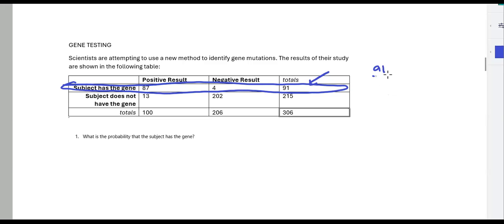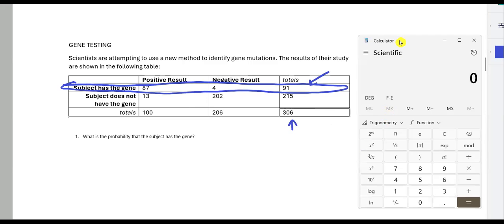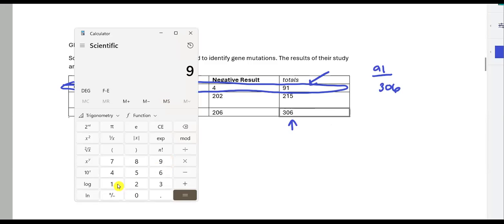And then according to the formula, we need to divide that by the total possible outcomes in the given scenario. If you add up all these numbers, 87 plus 4 plus 13 plus 202, your grand total is 306. So what is the probability that the subject has the gene? Well, there are 91 people that have the gene out of 306 people in the study altogether. That's your probability. You can always write probability as a fraction. Sometimes you can simplify that fraction, or lots of times we turn the fraction into a decimal or percentage.